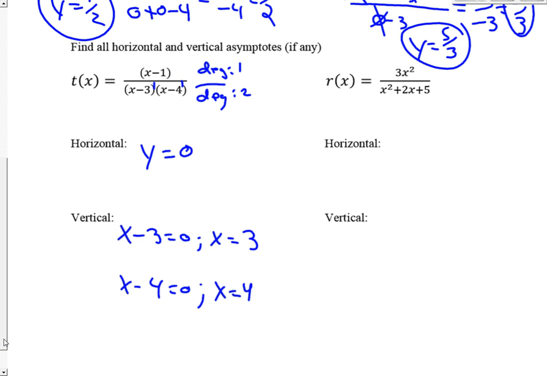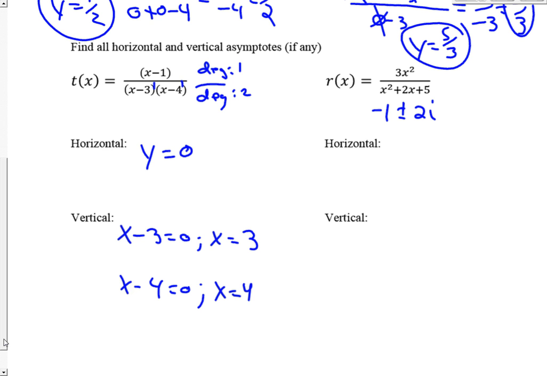Okay, and then for the next one, r of x equals 3x squared over x squared plus 2x plus 5. If we try to factor the denominator, we won't be able to. And if we use the quadratic formula or quad 3 on the calculators, what you will end up with is negative 1 plus or minus 2i when you work it out. Okay?